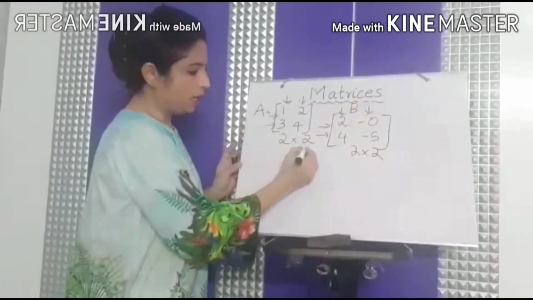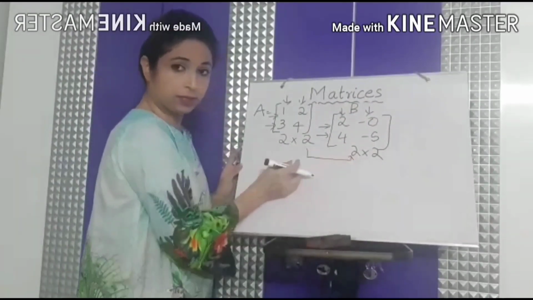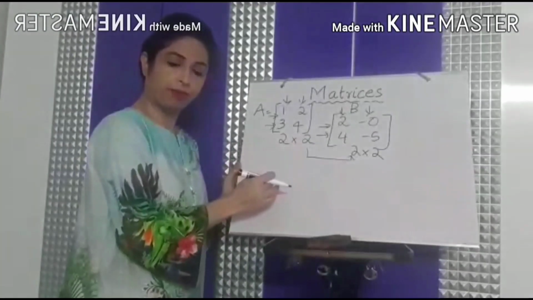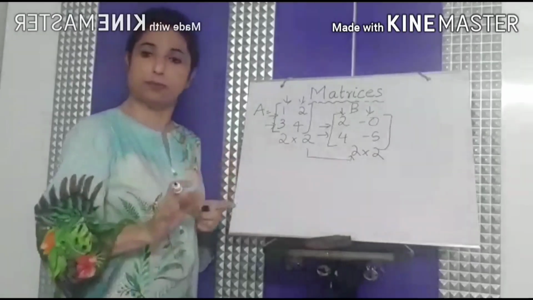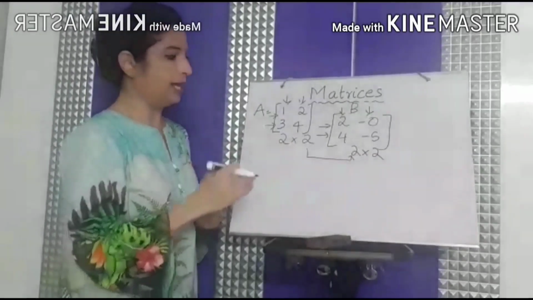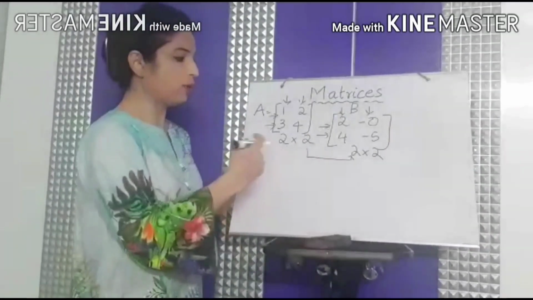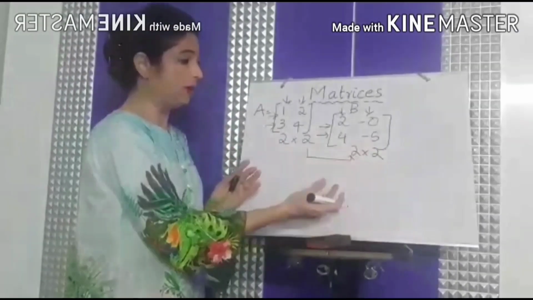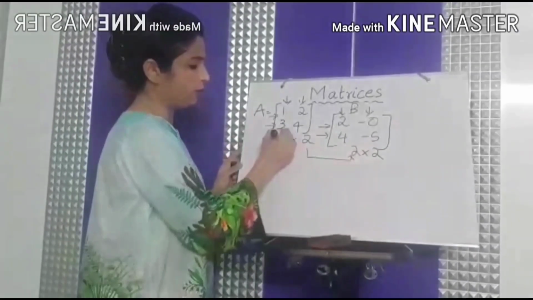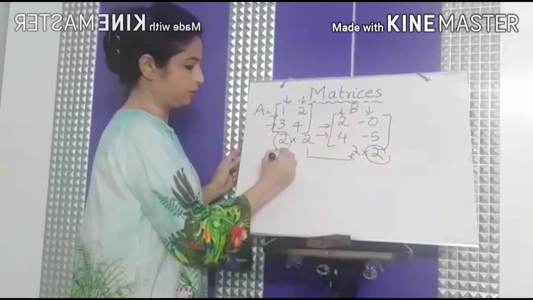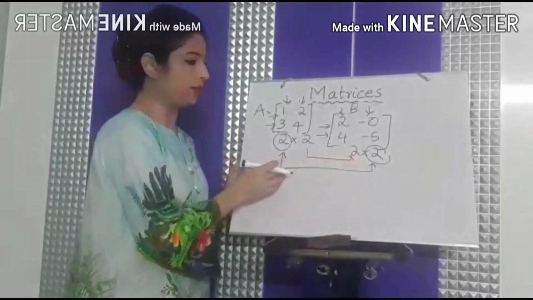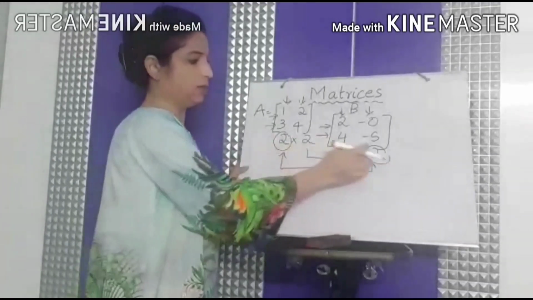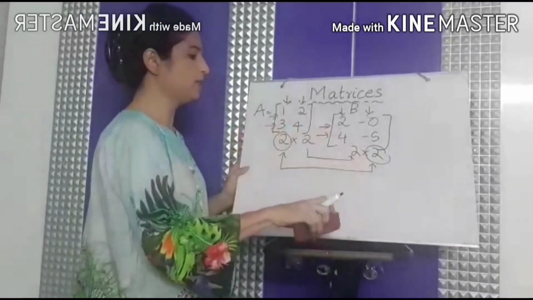Now remember, the inner 2 numbers, if they are the same, only then we can proceed with the multiplication. Otherwise, you'll say that the multiplication is not possible. And the interesting thing is that whatever resultant matrix we will have, that will have the order of the edge numbers, so the outer numbers. The resultant matrix will have the order of these 2 numbers, so in this case 2 by 2.